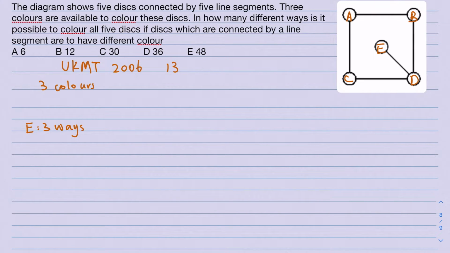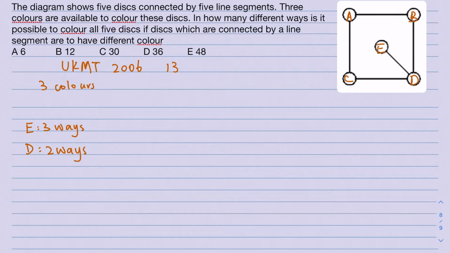Now, the only disk that's connected to E is D. Therefore, D's color is affected by E's color. So how many ways can we color D? 2 ways, because we want disks that are connected by a line segment to have different colors, right? So for every color E has, we want D to have the other 2 possible colors to color it.